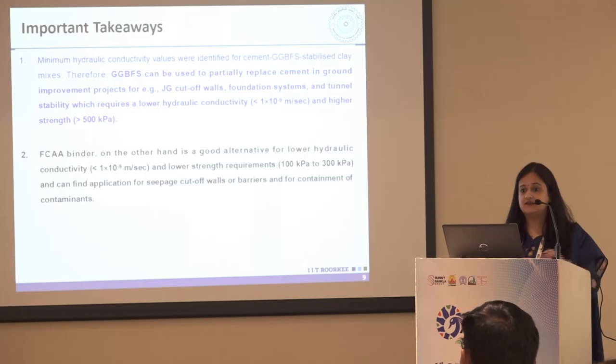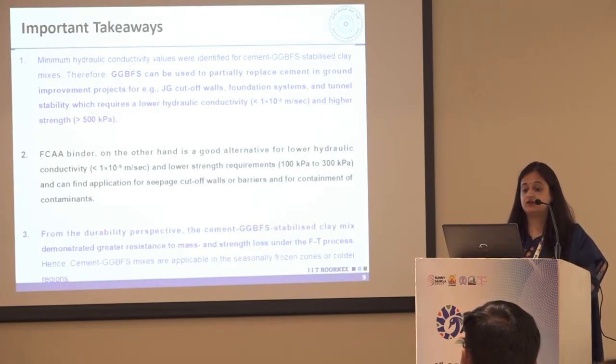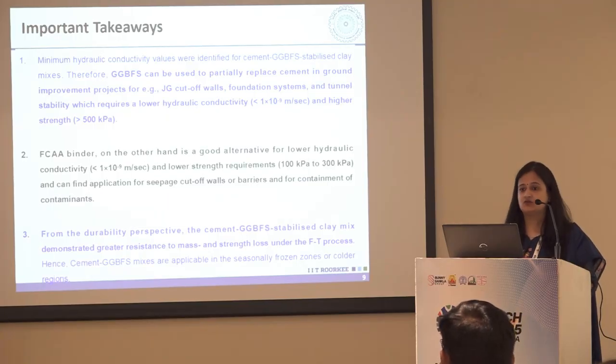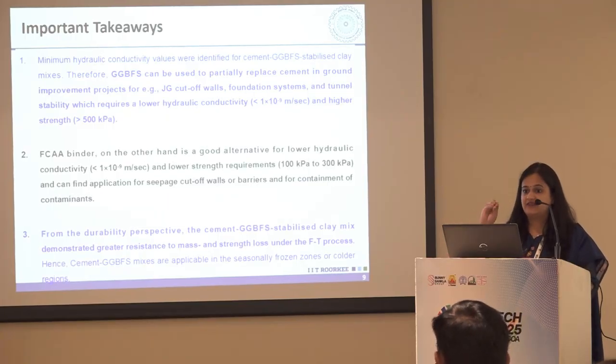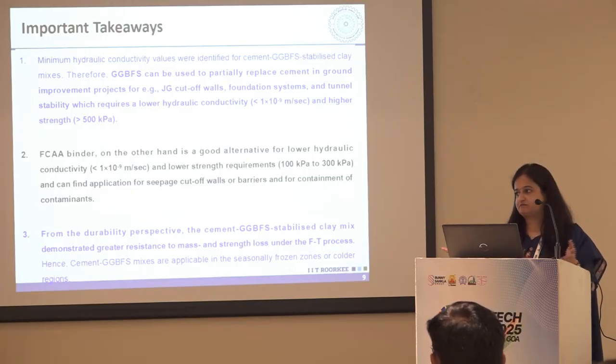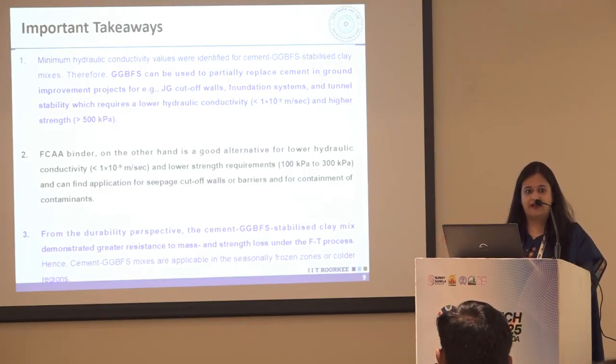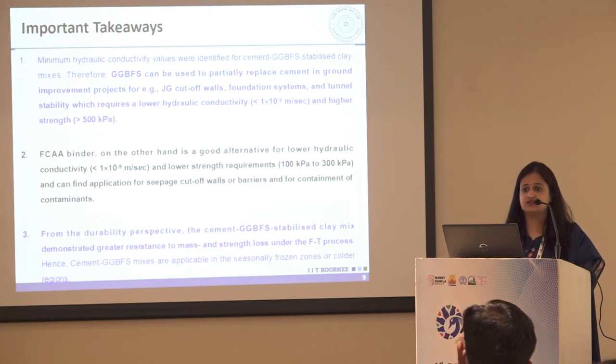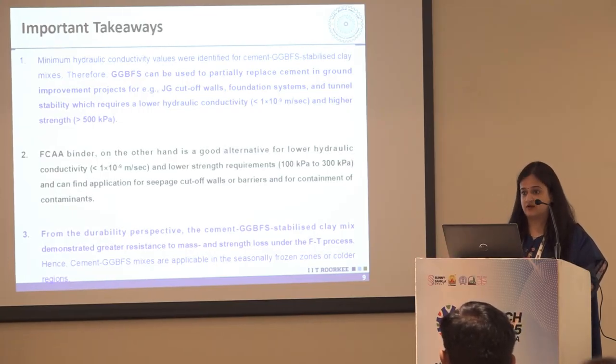The results which I didn't discuss because of the time constraint are on durability. What we saw in the freezing thawing durability is that fly ash was not performing well. The fly ash treated clay specimens were broken after 12 freezing thawing cycles. So fly ash is not a good material to be used in Himalayan regions. But for the Himalayan projects, we can still use GGBFS, or in cold countries, fly ash is not a good material to replace cement.